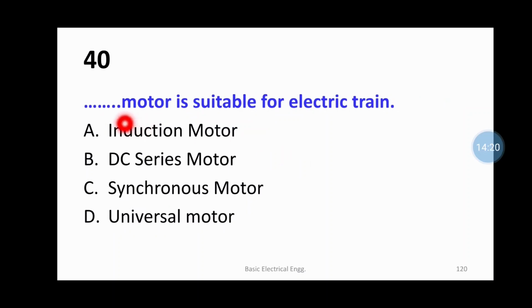Then question number 40. Dash motor is suitable for electric train. This question is one of the most important for various competitive examinations. Of course, the DC series motor. If you check the characteristics of a DC series motor, speed-torque and speed-current, we come to know that at the time of starting it offers high torque. Therefore, due to these features, the DC series motor is most viable for electric traction. Still, it is a DC motor, and it is highly acceptable for electric traction. So go ahead with the DC series motor. It offers high starting torque.